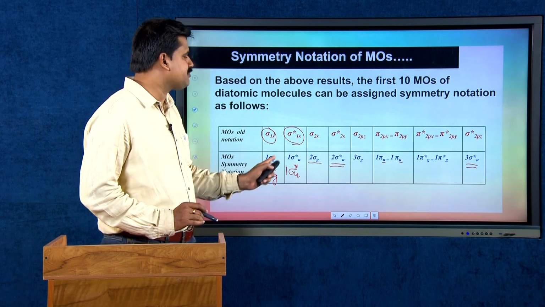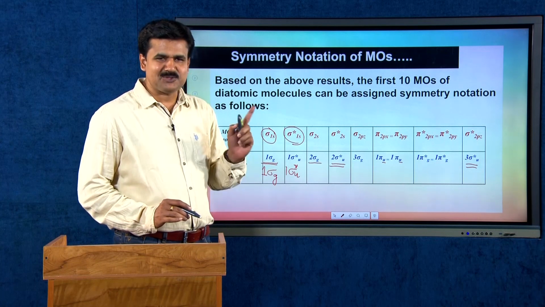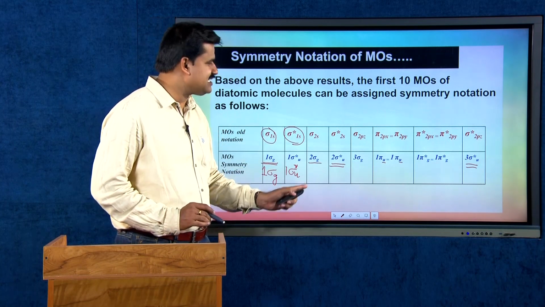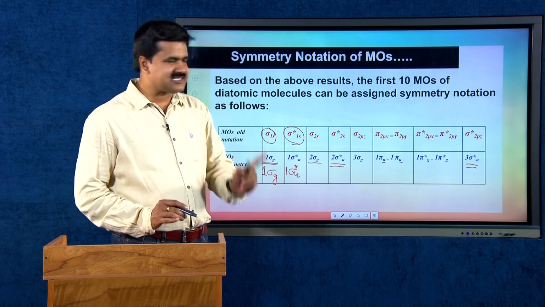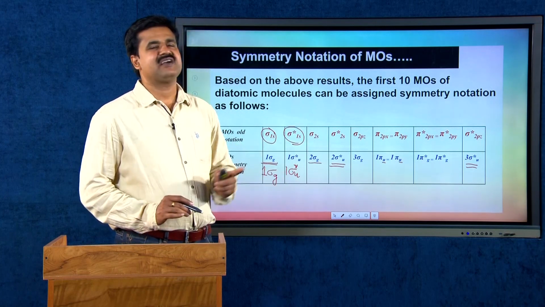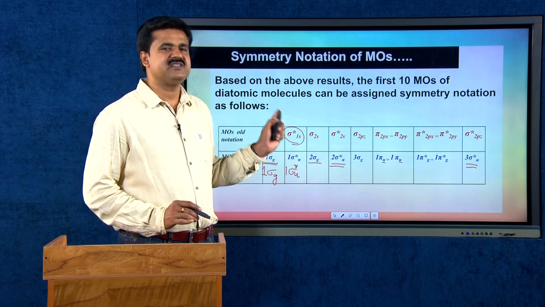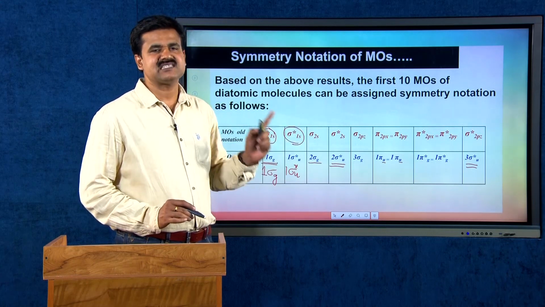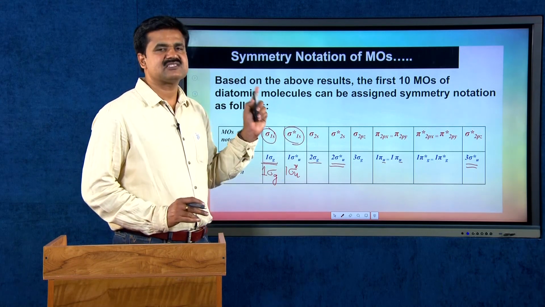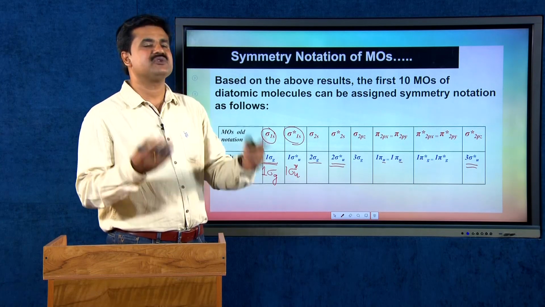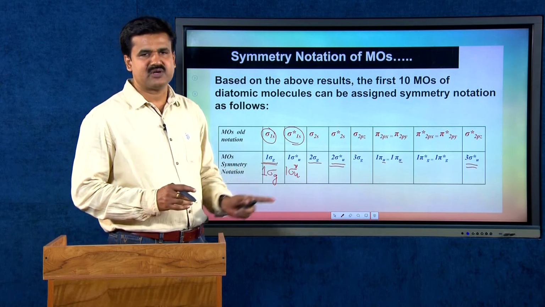They are 1 sigma g, 1 sigma star u, 2 sigma g, 2 sigma star u, 3 sigma g, 1 pi u equal to 1 pi u, 1 pi star g equal to 1 pi star g, and the final one, 3 sigma star u. You have to keep the order. This is the regular energy increasing order that appears in the case of common molecules, and we have to give MO configurations also based on this.